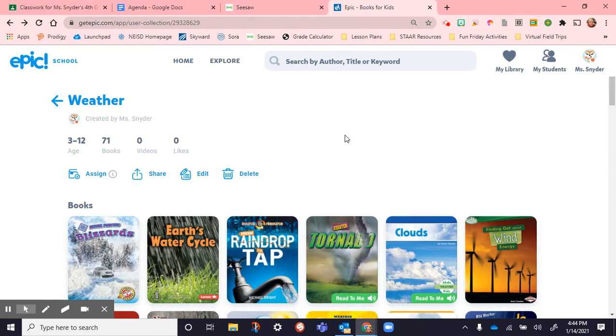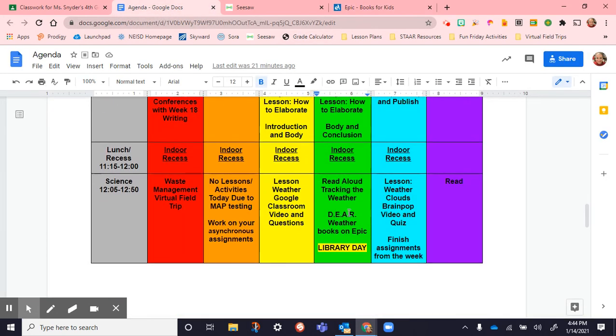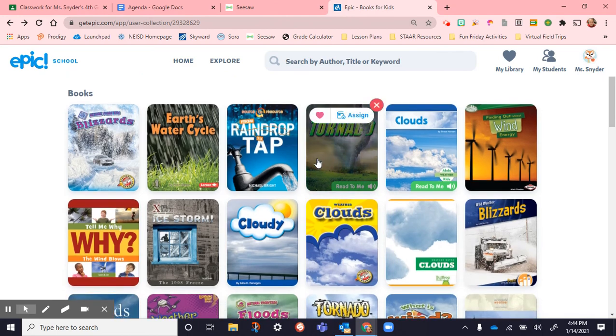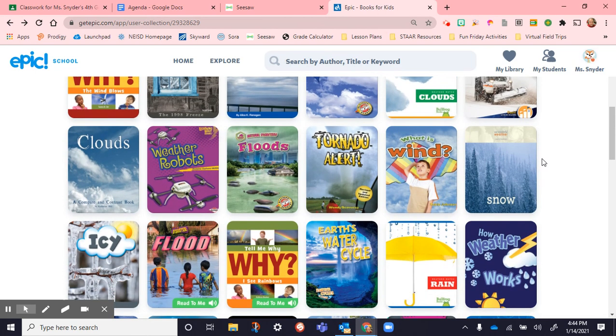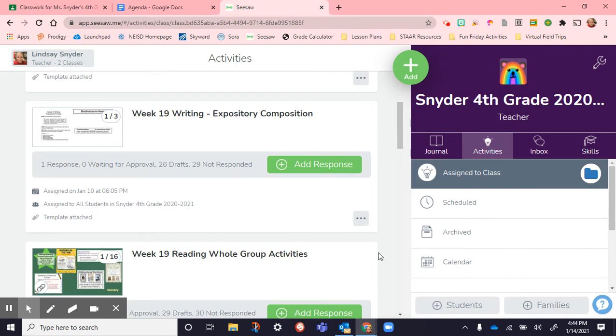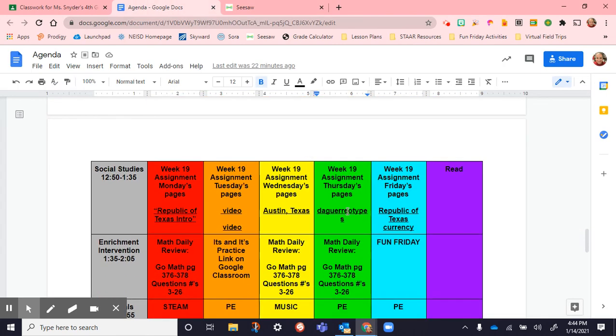So then we broke into groups, and it says DEAR on the agenda here, so drop everything and read the weather books on Epic. We had some time here where students partnered up and picked out one of the weather books and did some partner reading. And then they went to library and had an activity with Miss Pentuso in library. And then for social studies today, there is a link here that you can click to watch. And everybody worked on week 19 when they came back.